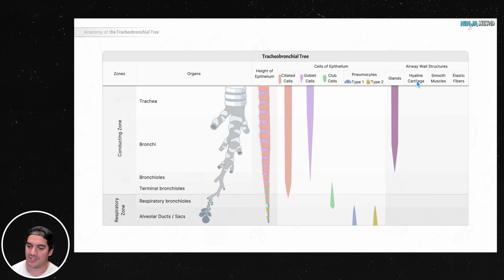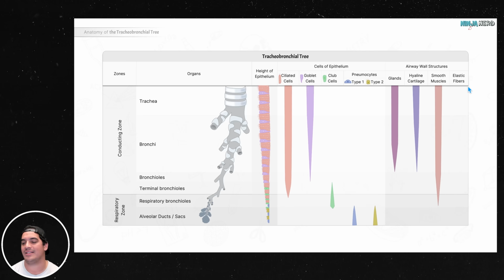Hyaline cartilage is more for structural support and resilience, making sure that the structure doesn't collapse. I want that more in the bigger structures. I don't want that in the smaller structures. Smooth muscle controls the constriction and relaxation of the airway, which controls airflow. I want that more in my bronchi and my bronchioles and some in the trachea. That's where I would expect to see more of that, and very little of that as I get downwards towards what? The respiratory zone.